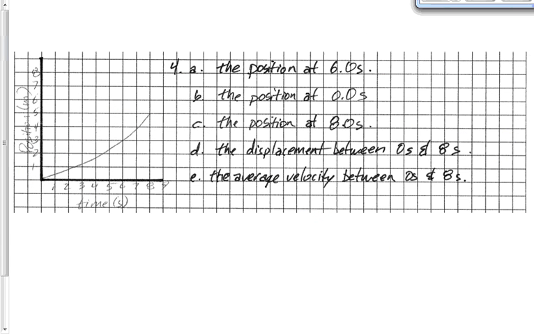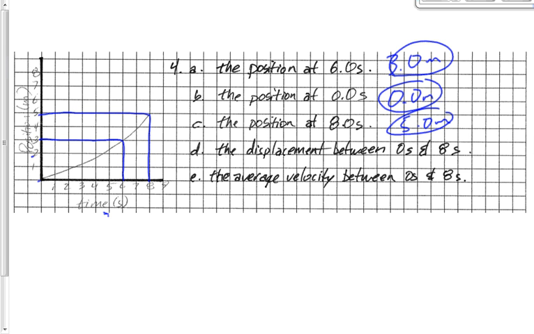Take a look at question number 4 on that worksheet now. Again, position versus time. Position is on the y-axis, so it comes first in the title. Time is on the x-axis, so it's our manipulated variable. Position is our responding variable. We're going to find the position at 6 seconds. Let's go up and over. The position at 6 seconds is 3.0 meters. At 0 seconds, there's nothing to go up and over there. It's just 0 meters. At 8 seconds, up and over, the position is about 5 meters. How many people have those 3 answers correct? Good. Excellent.